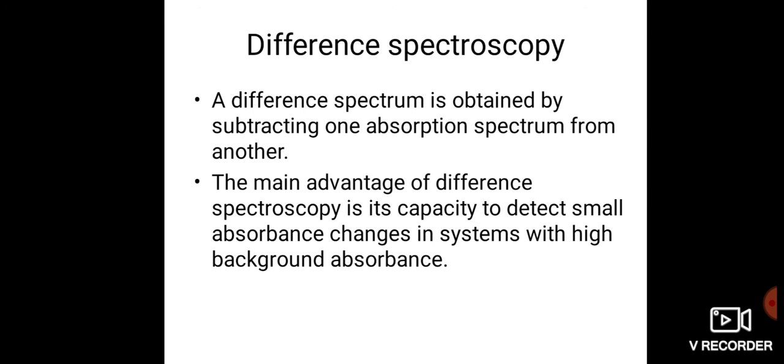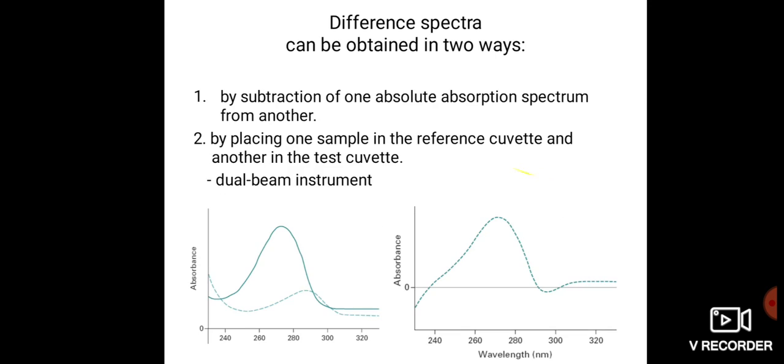And lastly, we come across another small alteration of this spectroscopy, which gives us difference spectroscopy. Difference spectroscopy is obtained by subtracting one absorption spectrum from another. Why exactly do people go for difference spectroscopy? Because it gives more minute information about the molecule or substance being studied, and it also helps in nullifying the high background absorbance.